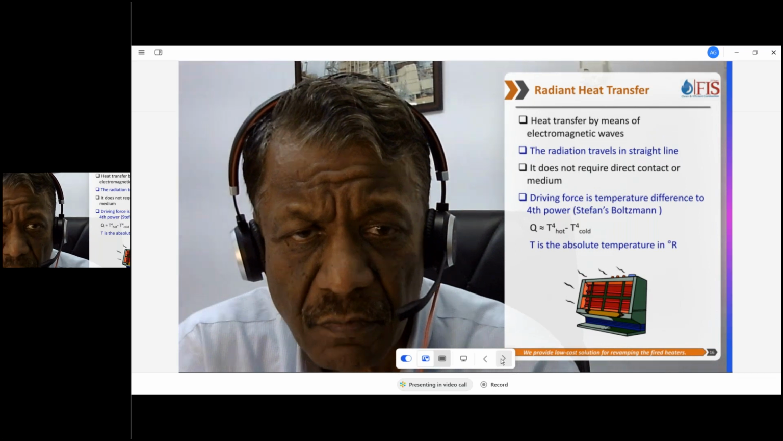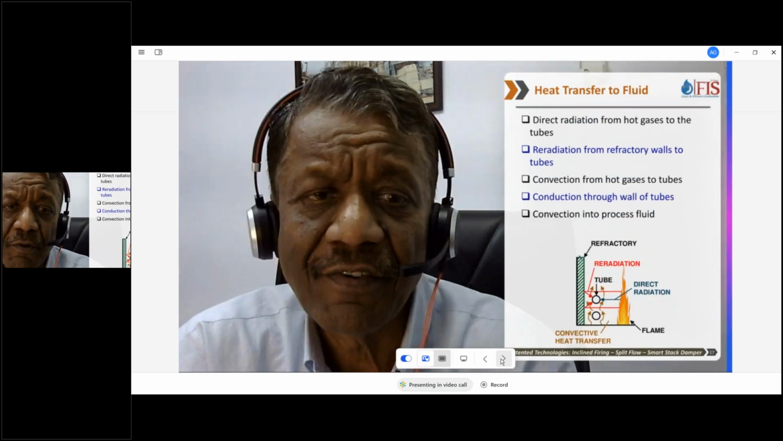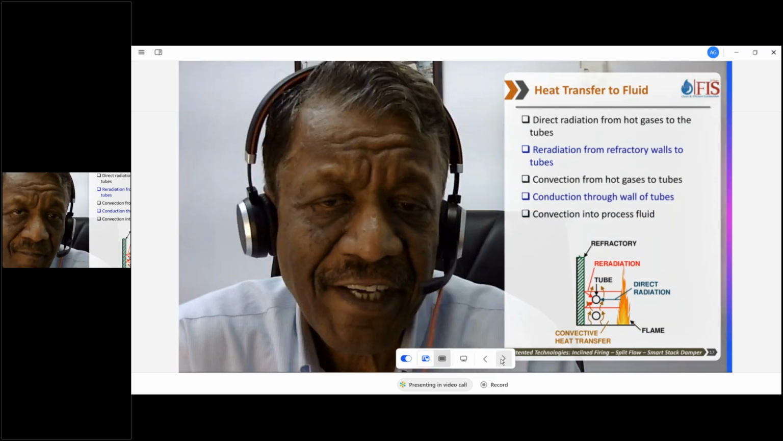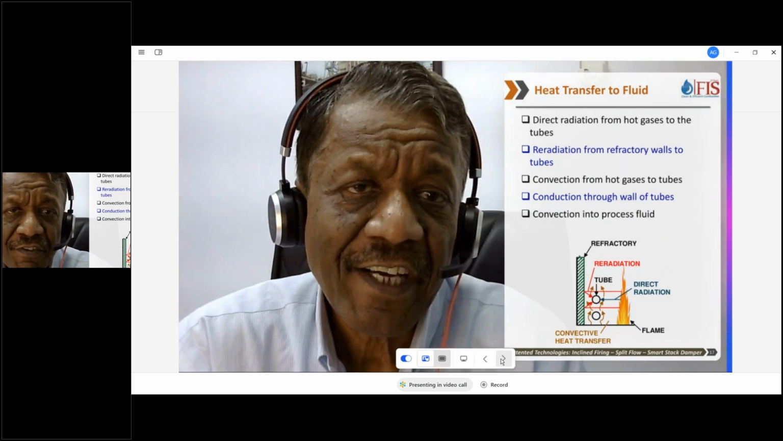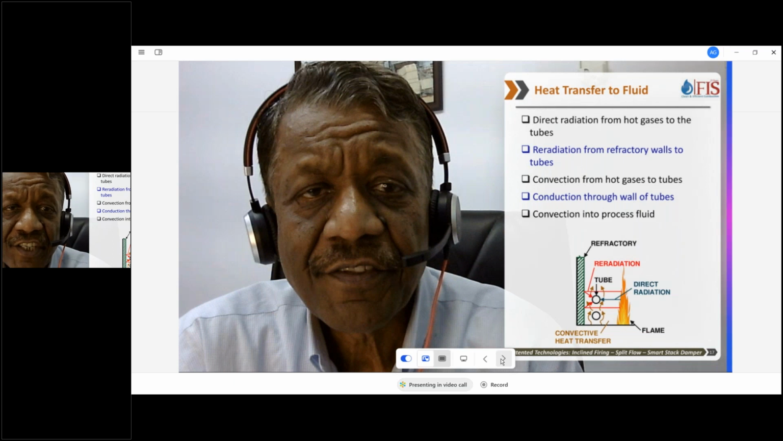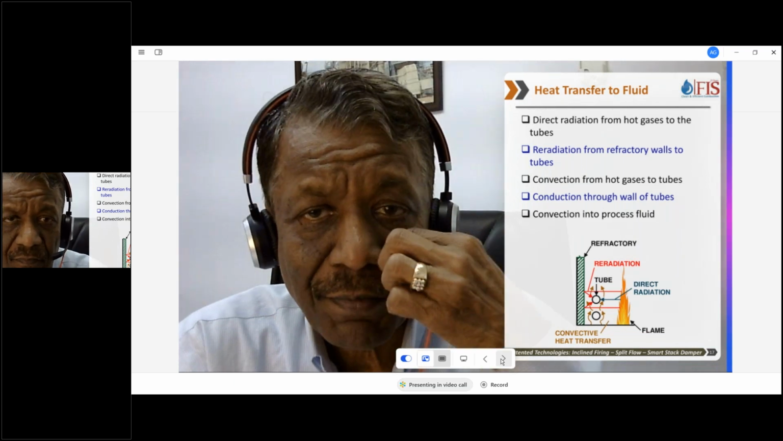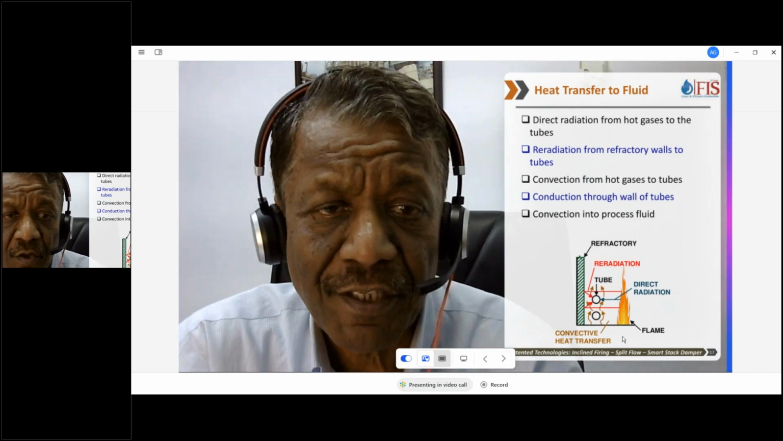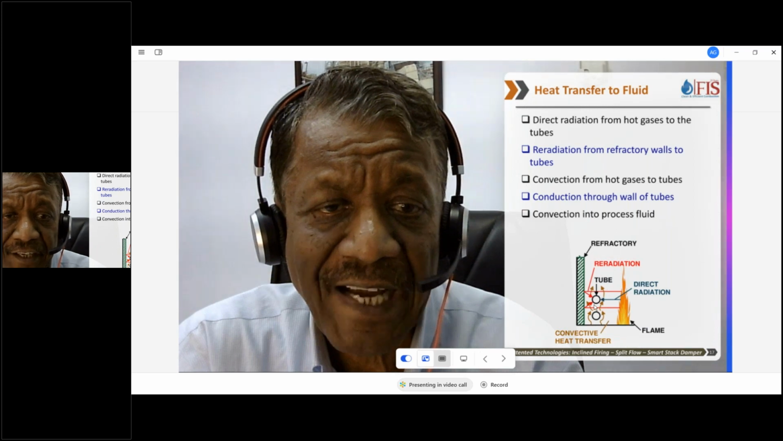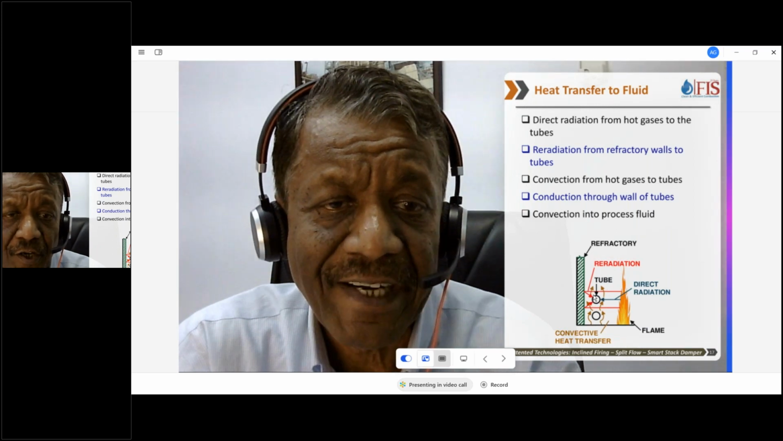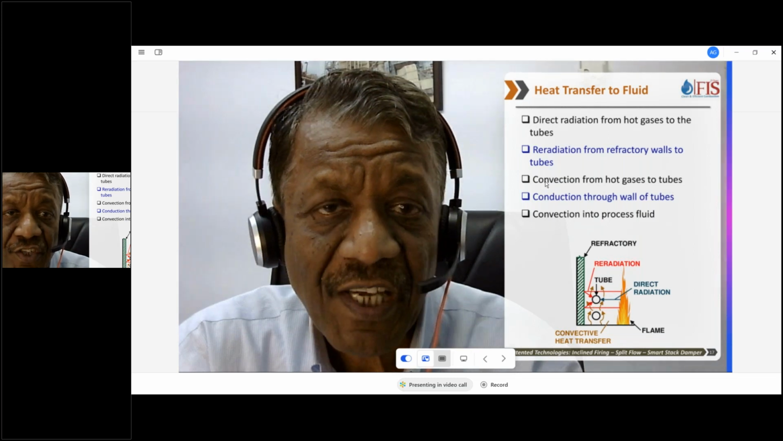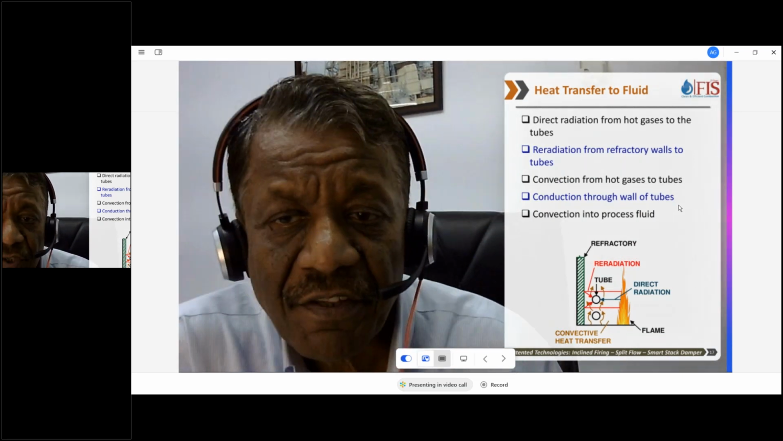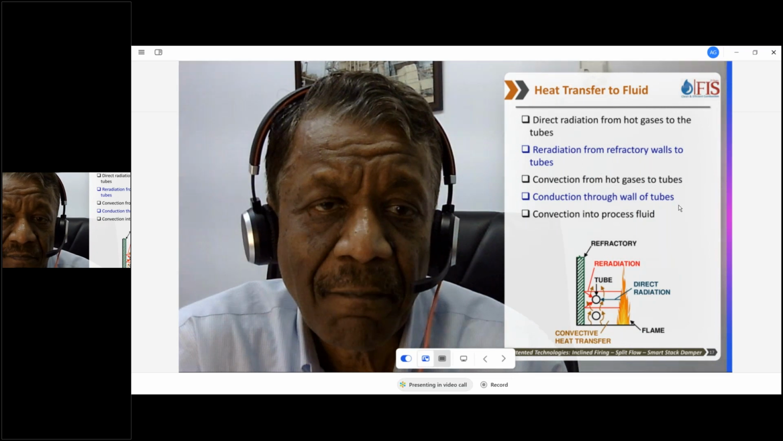So radiant heat transfer is very, very important. And let us talk about how the radiation heat transfer takes place in a fired heater. So we have direct radiation. Most of the radiation is the direct radiation from the hot gases to the tubes. We do have, as I said, re-radiation from the refractory walls to the tubes, whatever is going through the gap, and that hits the back of the tube. So that is a re-radiation. And then we have convection from hot gases to the tubes. Approximately 15% of the total heat transfer in the radiant section happens by convection.